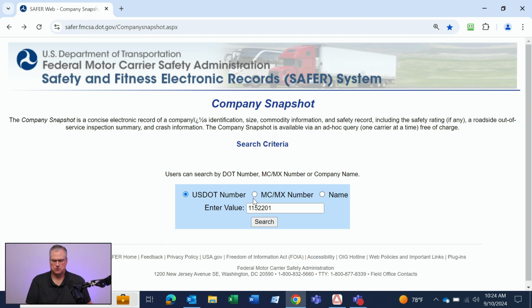You can also look it up by MC number or the name of your business, but you need to make sure you get that name exactly right if you're going to search that way. Also, I will tell you, searching by name, if you have to use special characters such as "and" or any of those, it's not going to work well. So best bet is use that DOT number, and we're going to look up this one.